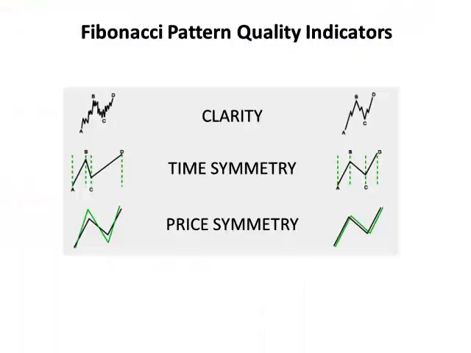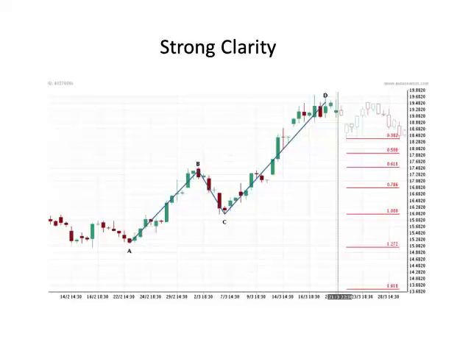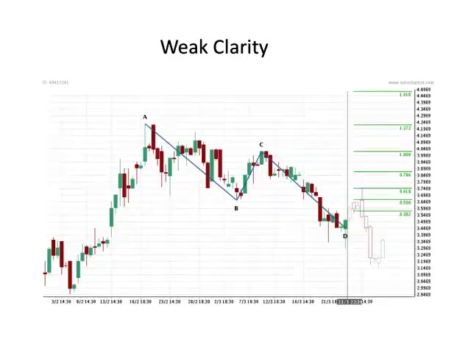Now let's look at the Fibonacci quality indicators. There are 3 quality indicators for Fibonacci, and one of them is clarity, which is calculated in exactly the same way as for chart patterns, and it means the same thing. If the price graph is choppy and spiky and volatile, the clarity rating will be lower.